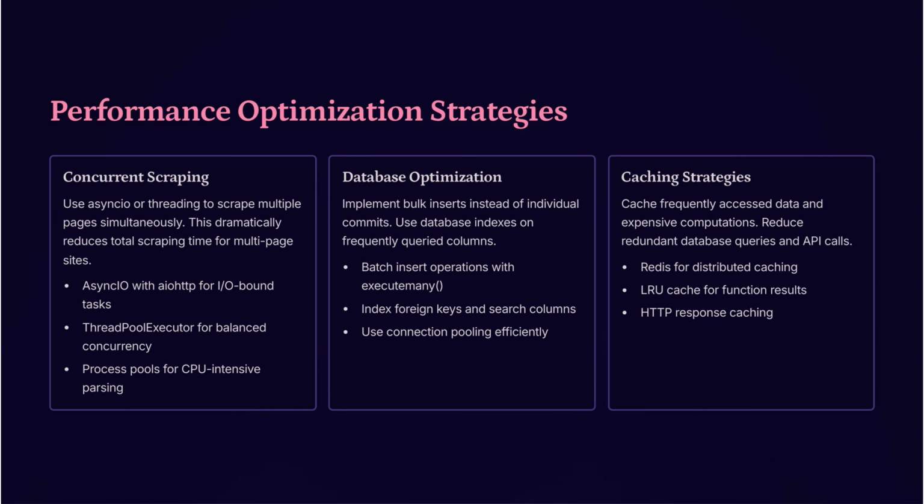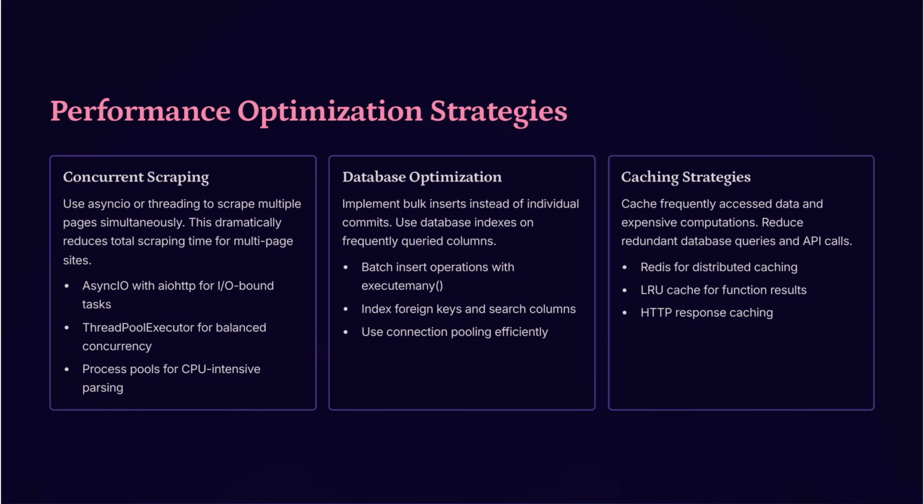Concurrent scraping with Asyncio or threading significantly reduces scraping time. Use AIOHTTP for I/O-bound tasks and ThreadPoolExecutor for balanced concurrency. Optimize databases with bulk inserts and indexes on frequently queried columns. Implement caching strategies like Redis for distributed caching and least recently used cache for function results to minimize redundant queries and application programming interface calls.